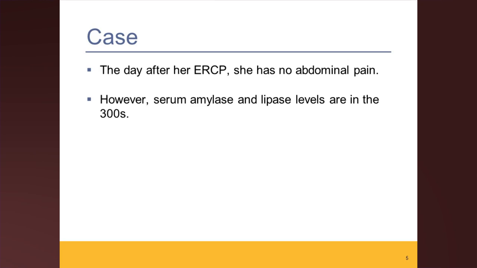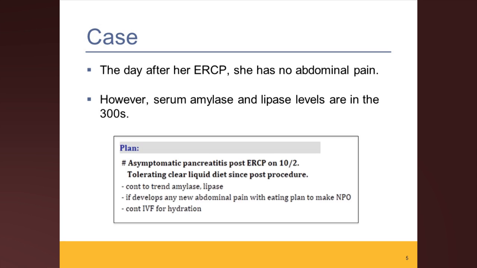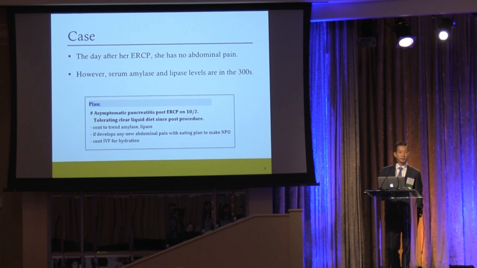So the day after her ERCP, she has no abdominal pain. However, the serum amylase and lipase levels were checked in this patient. They were in the 300s. And in the chart, it says, plan asymptomatic pancreatitis post-ERCP, tolerating a clear liquid diet since post-procedure, continue to trend the amylase and lipase levels. If develops any new abdominal pain with eating, plan to make NPO and continue IV fluids for hydration. And so I wasn't sure what this asymptomatic pancreatitis term is.